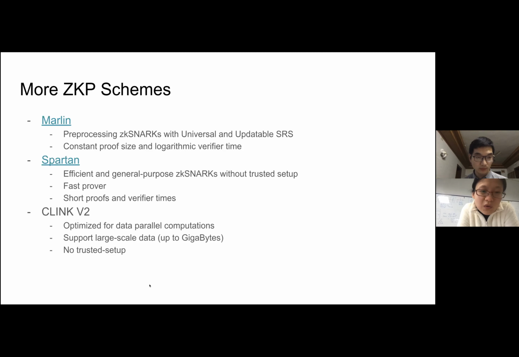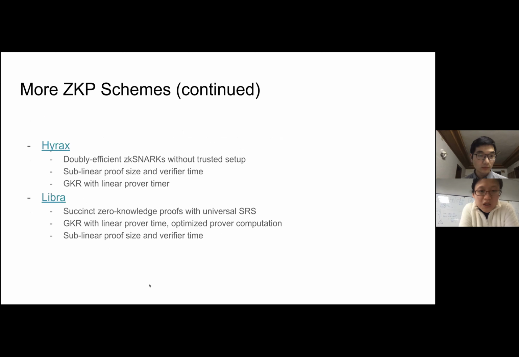So all three of these are R1CS based, and then there are two more which are GKR based. One is Hyrax, and the other is Libra. Hyrax is a doubly efficient ZK-SNARK. By doubly efficient, it means apart from an efficient verifier, the prover is also very efficient, and it features sublinear proof size and verify time.